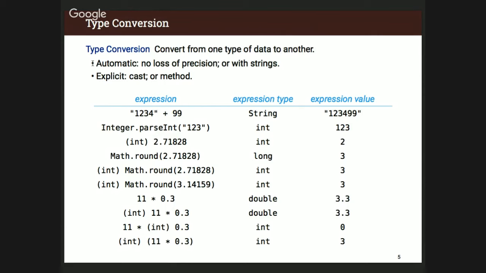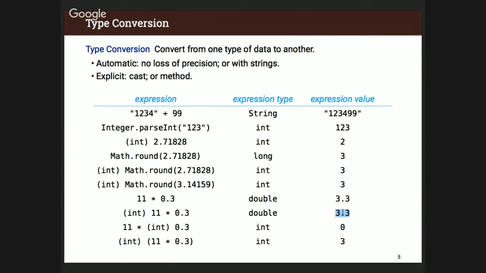Right. Here at the bottom, there are a few rules that you need to kind of bear in mind. What happened here? 11 times 0.3, we know is a double 3.3, and I'm casting it to an int. But why does it still send back a double 3.3? What's going on?